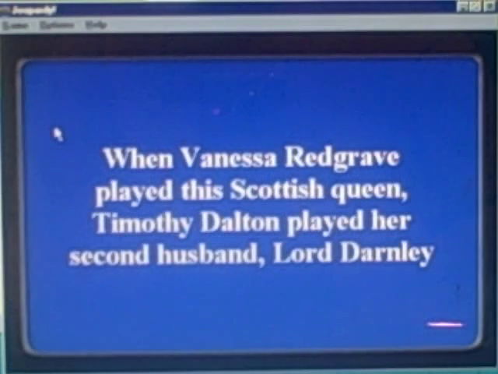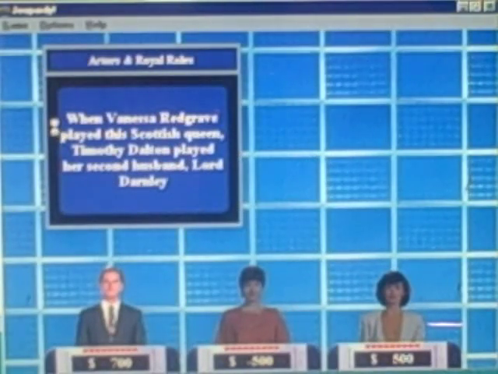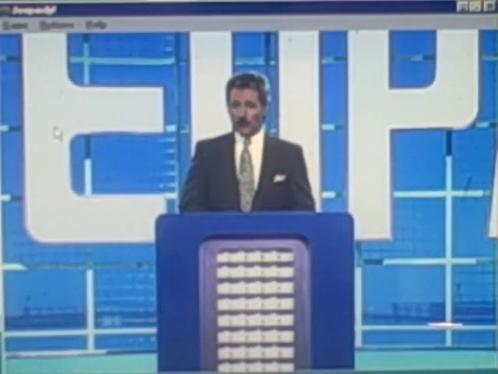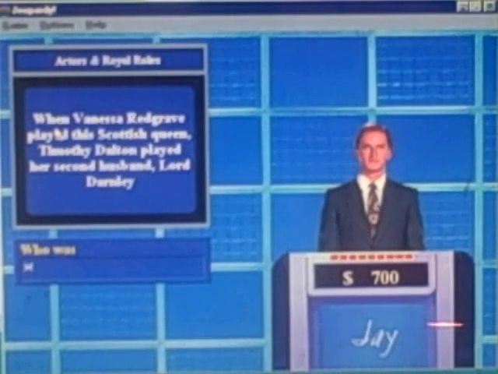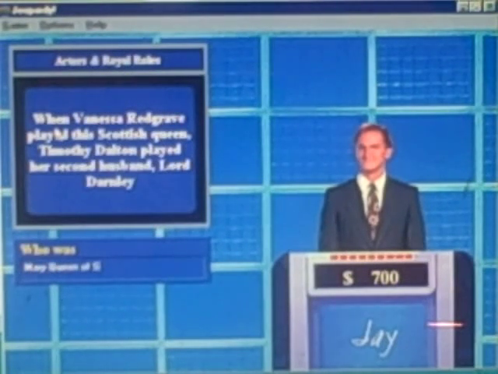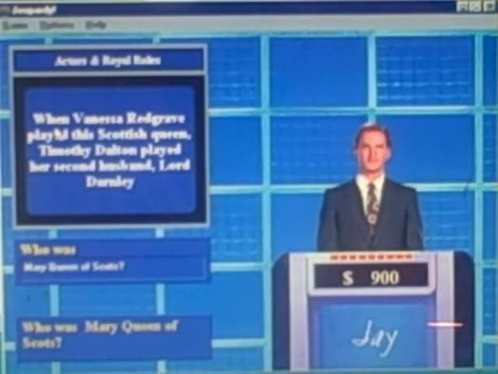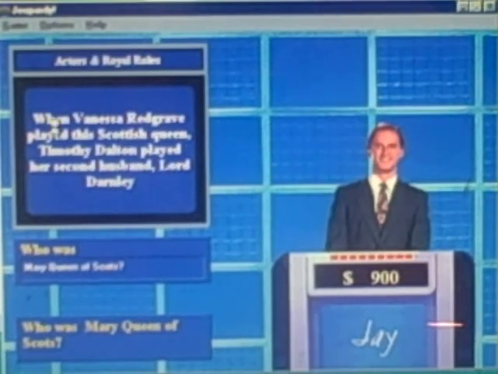Actors in royal roles 200. When Vanessa Redgrave played this Scottish queen, Timothy Dalton played her second husband, Lord Darnley. Didn't Elton John sing Candle in the Wind to Princess Diana? He sure did. Who is Mary Queen of Scots? Yes, that's correct.